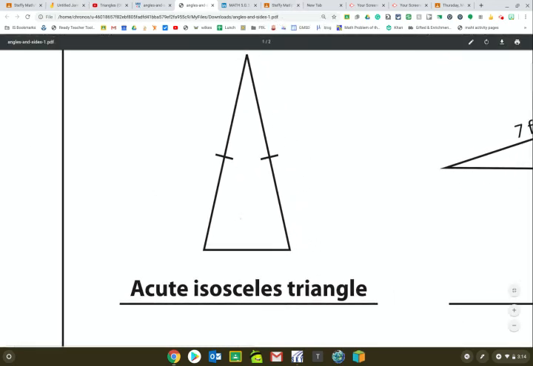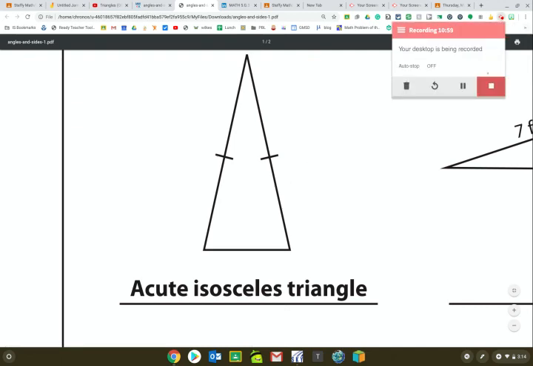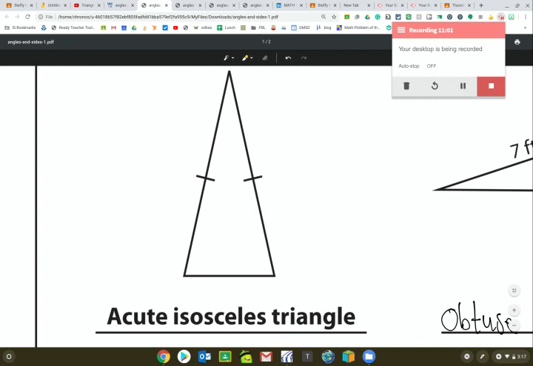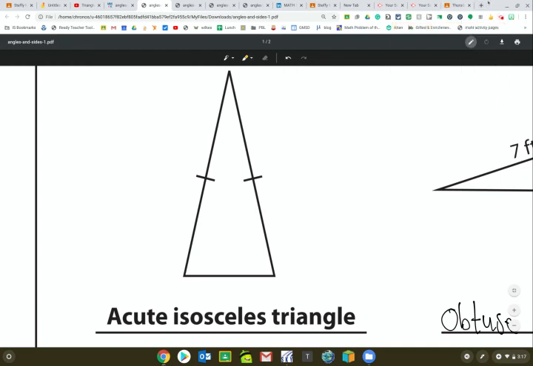Oh, I'm going to pause the video so that I can draw on these, because I just realized I can't draw. Okay, so we're going to look at some different triangles and how we can classify them by their sides and by their angles. And then you're going to be practicing this within the Edpuzzle video.